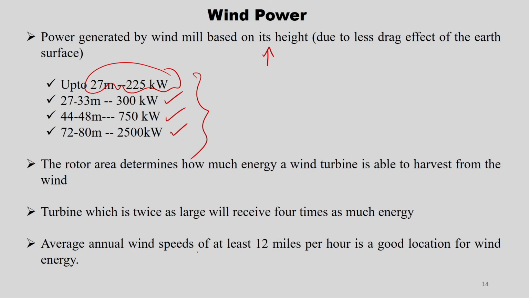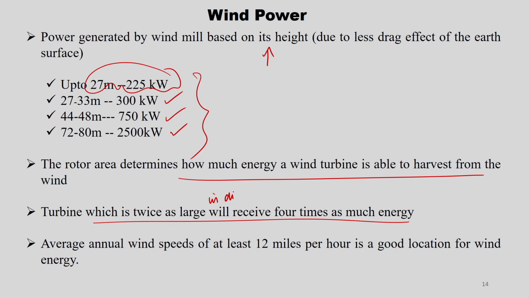The rotor area determines how much energy a wind turbine is able to harvest from the wind. This I already told: a turbine which is twice as large in diameter will receive 4 times as much energy, because it is d squared. An average annual wind speed of at least 12 miles per hour makes a good location for wind energy. This is what we call a good site, along with the surface features.